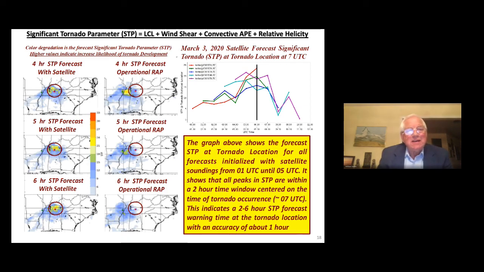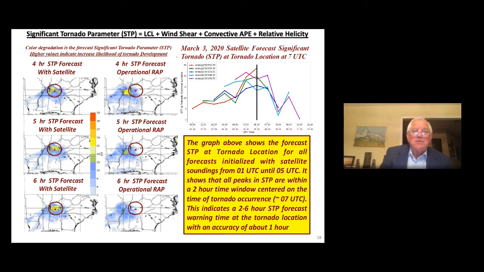And you see, this is for a storm that occurred in Nashville, Tennessee, just last year. And you can see the forecast, the 4-hour forecast, 5-hour forecast, and 6-hour forecast with satellite data all showed very high STP right where a tornado formed, which is right here at Nashville, Tennessee. And you can see it's right where the satellite data assimilated forecast predicted that it would occur.